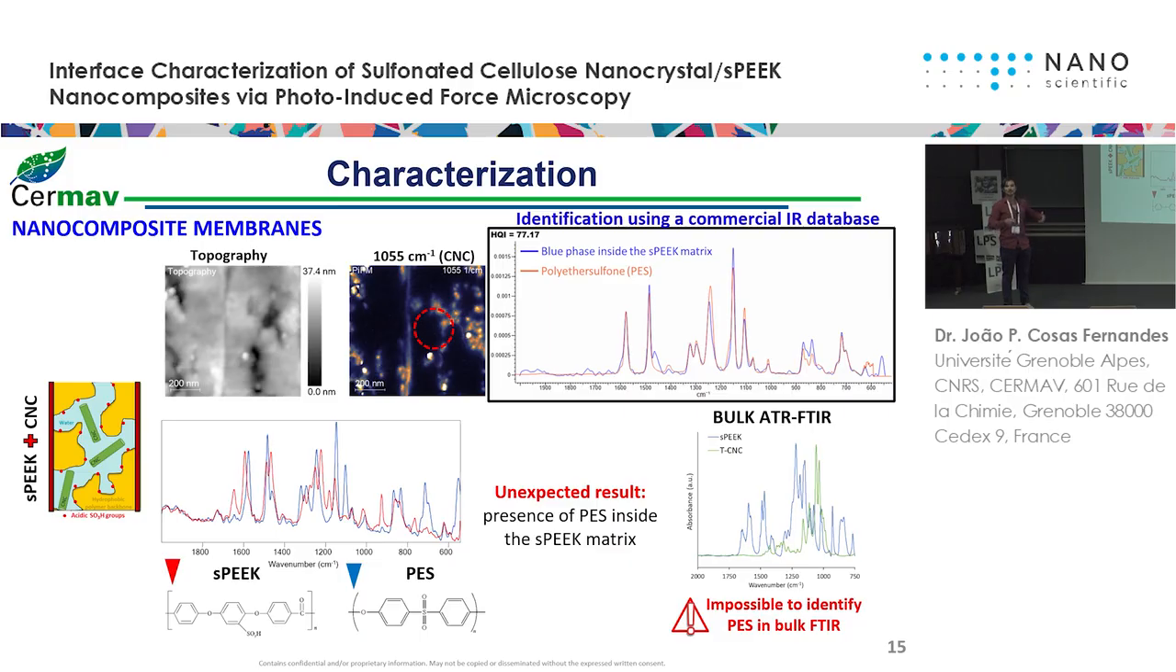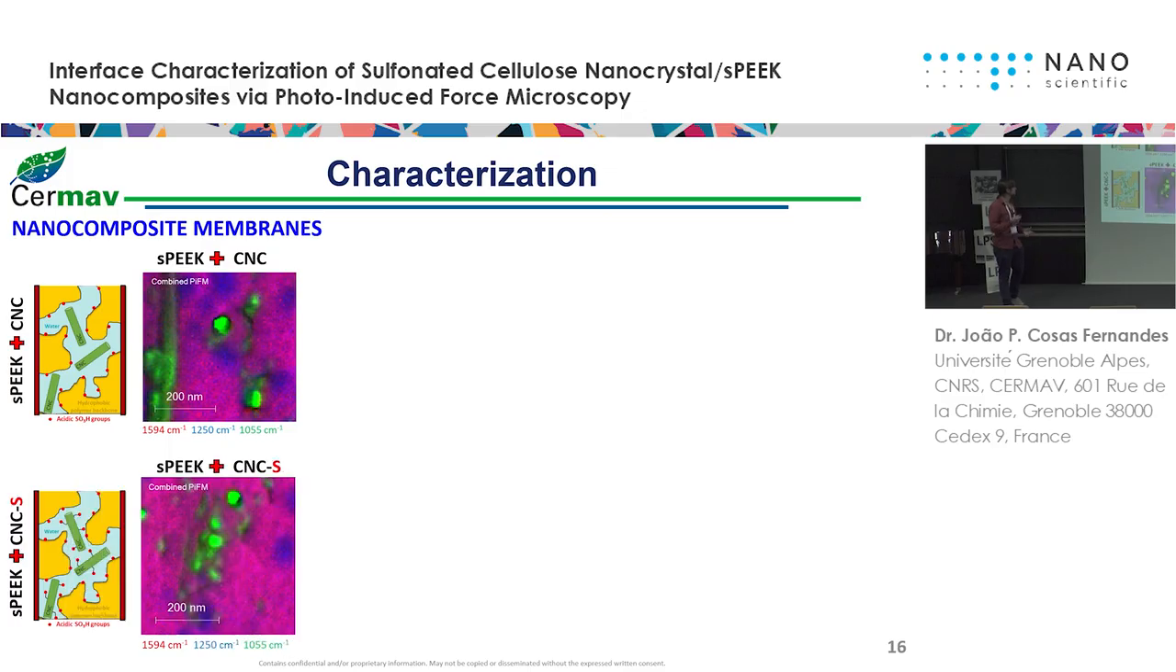So, unexpected result, but it shows how powerful this technique can be. Okay, so we did the same thing for the nanocomposites with the modifications. We can see also the blue zones there, so it comes from the matrix. And the idea here is to start seeing what we can have from the interfaces.